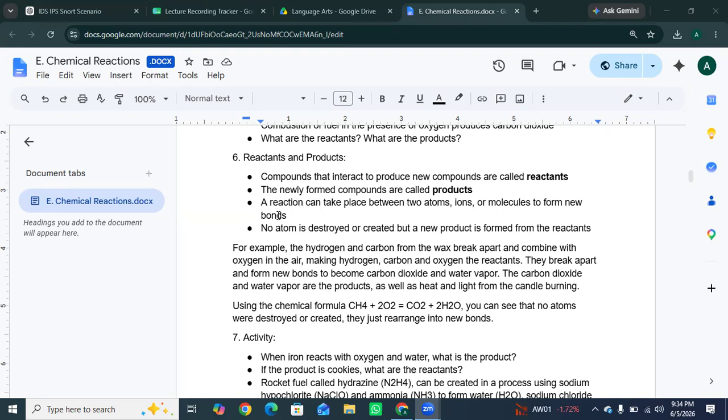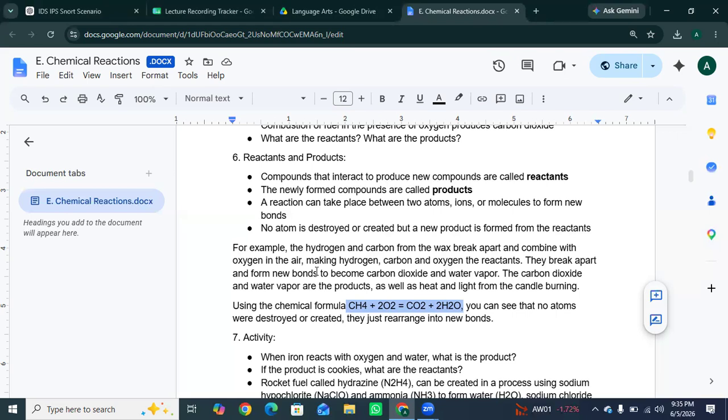So, in simple words, the ingredients that interact to make something new are the reactants. For the candle, the hydrogen and carbon from the wax plus oxygen from the air are the reactants, okay? And the products, like what you end with, the newly formed substances for the candle, carbon dioxide and water vapors, are the products, okay? Like in this example which I discussed in detail, CH4 plus 2O2 is equal to CO2 plus 2H2O.